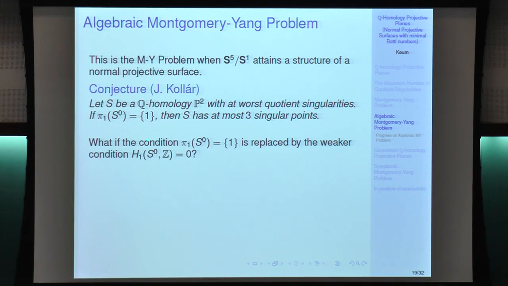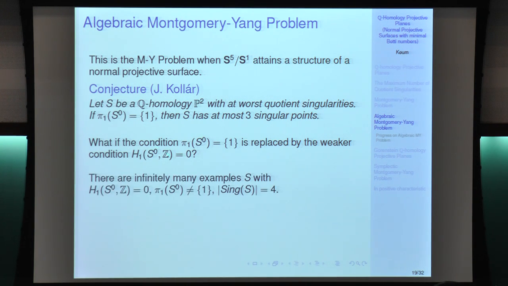So, what if we replace this condition by a homology condition? Well, then there are counterexamples. There are infinitely many examples S where the smooth part has trivial homology group, but the fundamental group is not trivial. But in this case, the number of singular points is 4. But this is not a counterexample to the original conjecture.